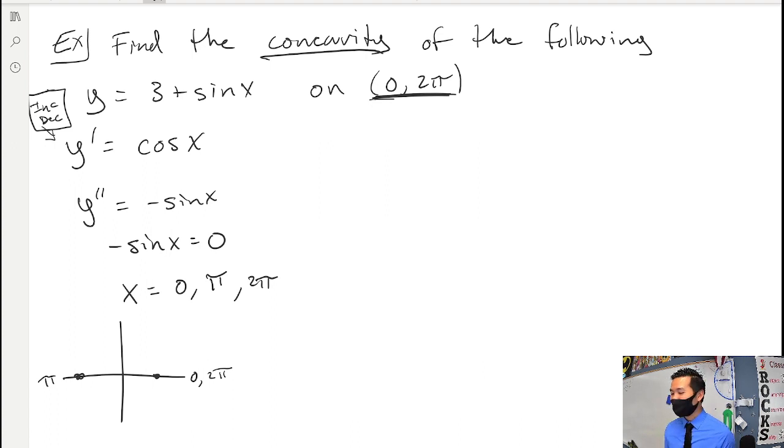All right. Here's the thing, though. I don't really care about the 0 or the 2 pi. Why?